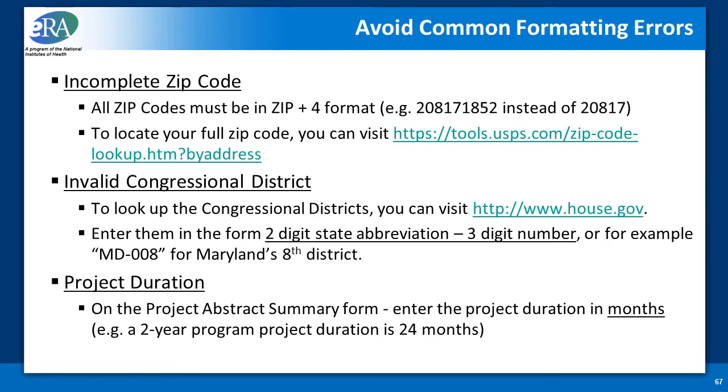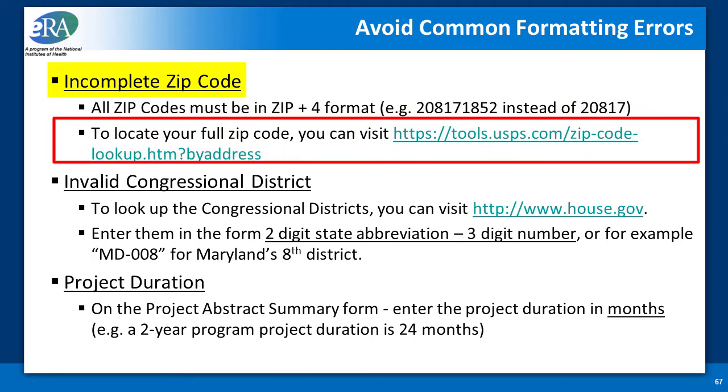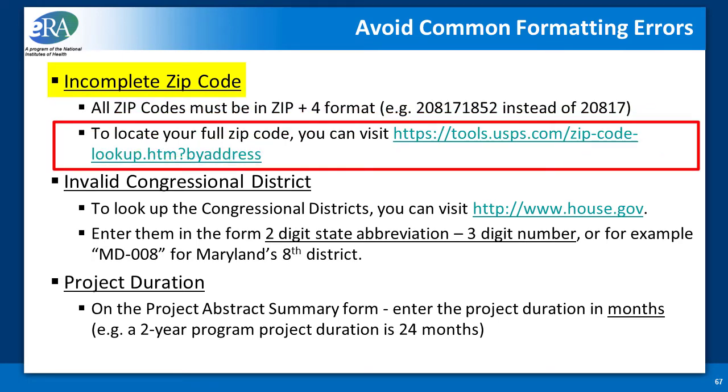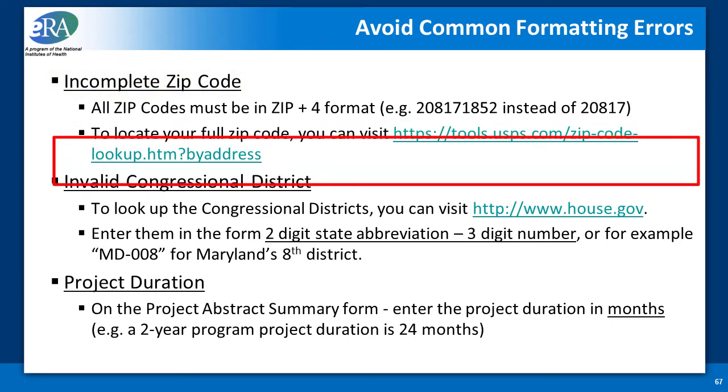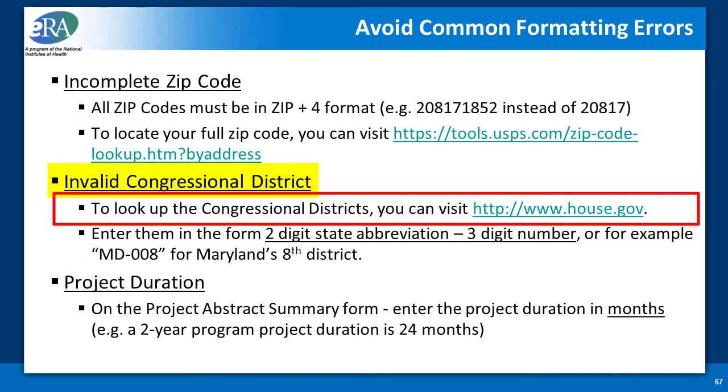Several forms require zip codes and congressional district. All zip codes, even if they just have one field, need to be in zip+4 format, so you would need to enter your full 9-digit zip code. If you do not know the zip code of your project performance site, or your organization, you can look it up using the address on the USPS website. Likewise, the congressional district needs to be in a specific format of 2-letter state abbreviation, dash, 3-digit number. If you do not know the congressional district of your organization, or your project performance site, you can look that up on house.gov.